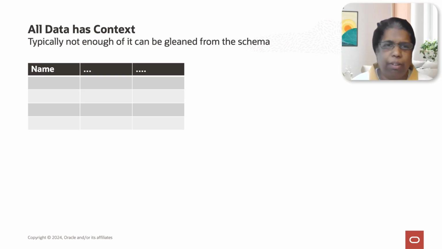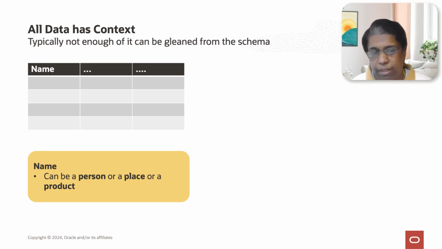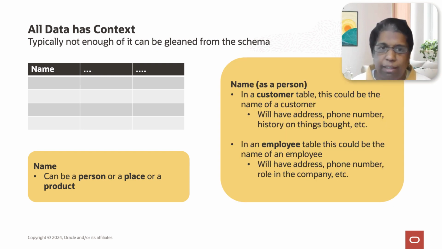So as you know, all data has context. Some of it can be gleaned from the schema, like the table name and the columns, but just to understand what something means. Like I have a name column in my table. How do I understand what that means? Because that could be the name of a person, the name of a place, or the name of a product. And if I know it's the name of a person, it could be the name of a customer, in which case the table is expected to have information like history on the things this customer has bought.